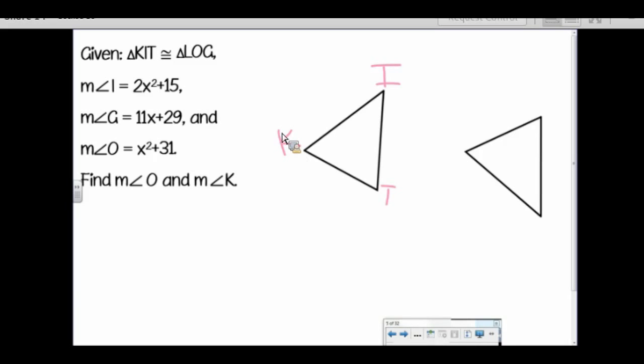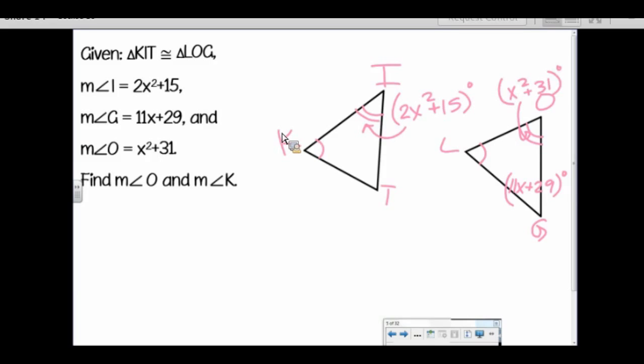KIT is congruent to, let's just do this so I know which one's which, LOG. It really doesn't matter where I put these. Now I kind of know which one's matched up because I used my angle markings to mark the corresponding angles. All right, angle I is 2x squared plus 15 degrees. And let's see, angle G, 11x plus 29 degrees. And angle O is x squared plus 31 degrees.